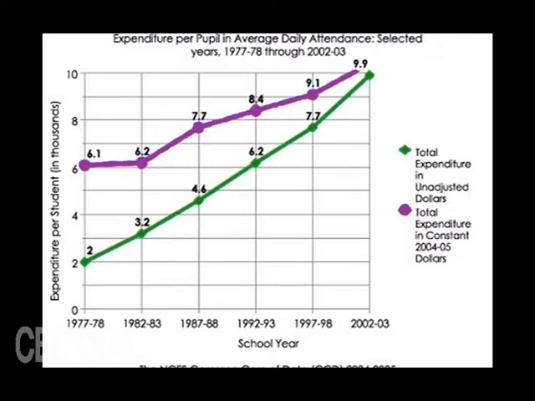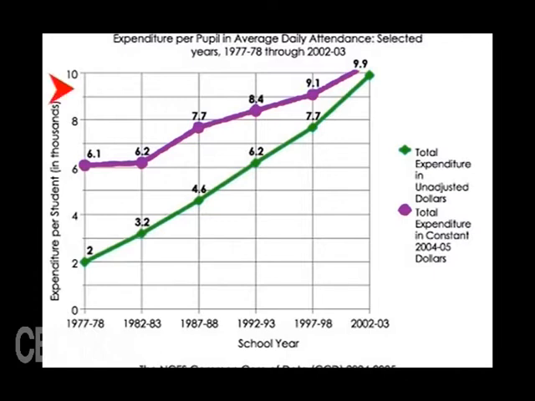The legend. The legend tells what each line represents. This legend tells us that the green line represents the actual dollar amount spent on each child, and the purple line represents the amount spent when adjusted for inflation. The source. The source is important to give credit to those who collect your data. In this graph, the source tells us that we found our information from NCES.